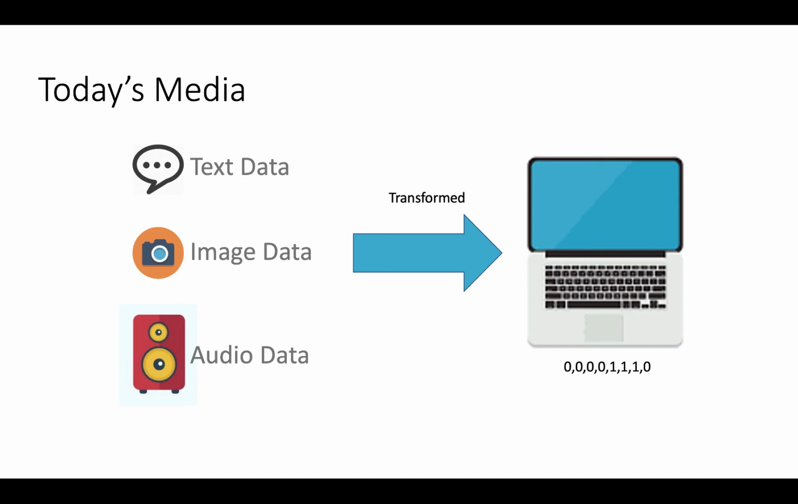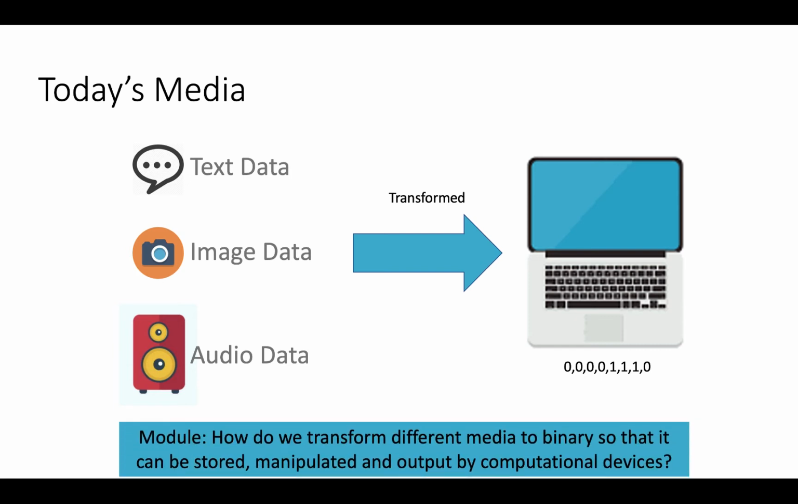Okay, and we've talked about this in hardware and earlier on, but I'm really just going over this again here. Essentially, whatever media we are giving to the computer, or in fact whatever information we give to the computer, it is all transformed into zeros and ones and stored in that computer. So in this module, what we're going to look at is how do we transform that media into binary so that it can be stored, manipulated, and output by different computational devices. Okay?